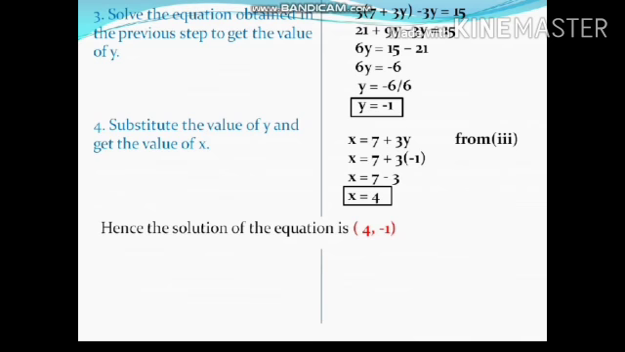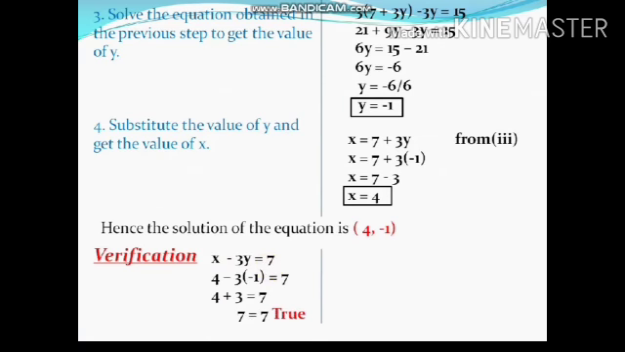The solution can be verified by substituting the values of x and y in both the equations. Let's check this out. First equation was x minus 3y equals 7. Now we will substitute x equals 4 and y equals minus 1. 4 plus 3 we will get 7. It means 7 equals 7, left hand side is equal to right hand side. Second equation was 3x minus 3y equals 15. When we substitute the values of x and y, we will get 15 equals 15. In this also, left hand side is equal to right hand side. It means our solution is correct.